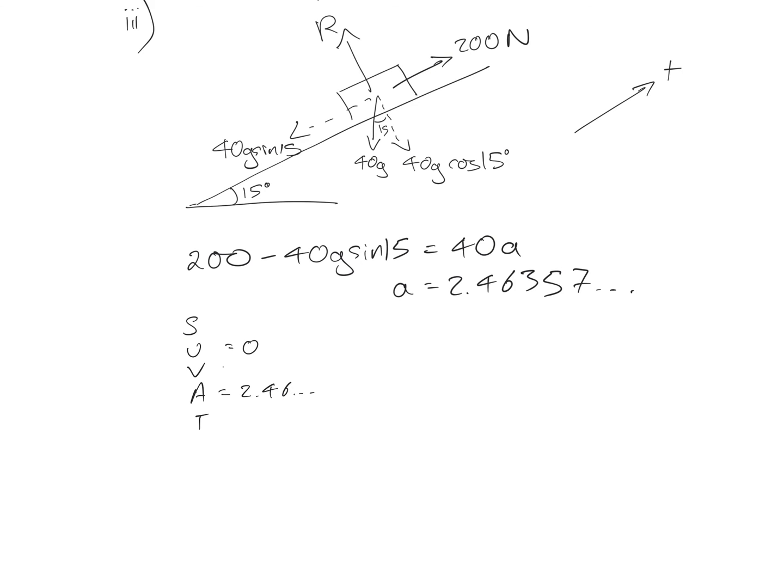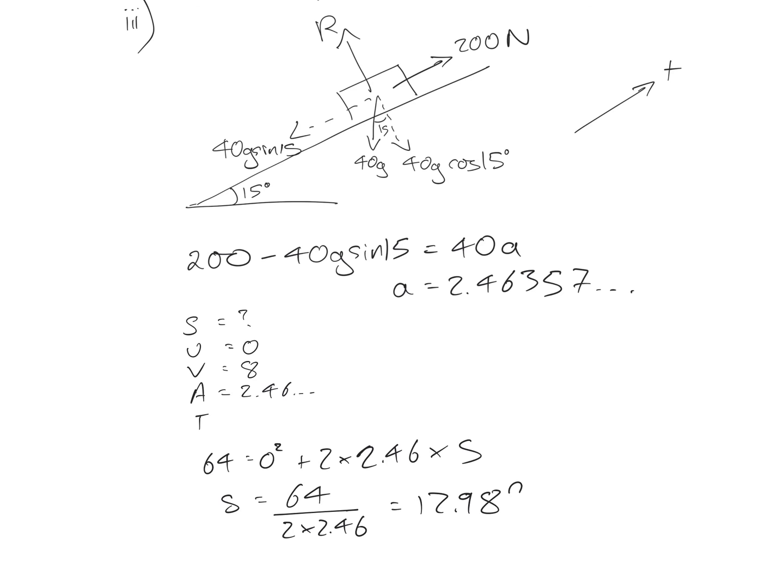So we've got the acceleration. We know that it started at rest. We know that it ended at 8. We want to find the distance, not interested in time, so v squared equals u squared plus 2as. So s is 64 over 2 times my 2.46. So 64 divided by 2 times 2.46 is 12.989, which is 13.0 to 3 significant figures.